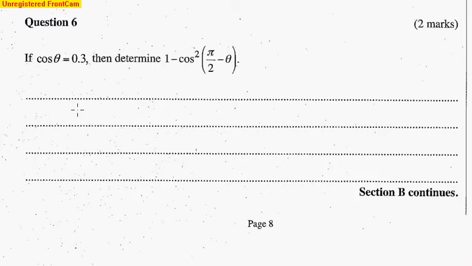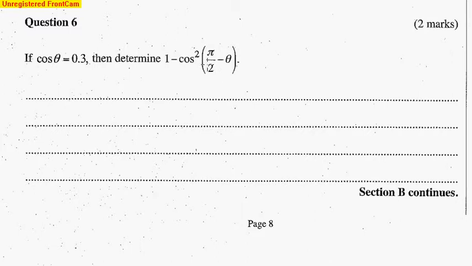Again, here's question 6 from the 2014 exam. We're told that cos theta is that, then determine 1 minus cos squared of this lot. Okay, the first thing you have to do is change the way it looks.